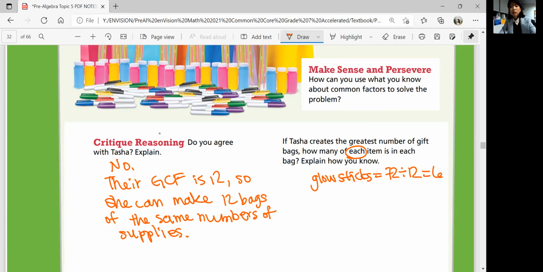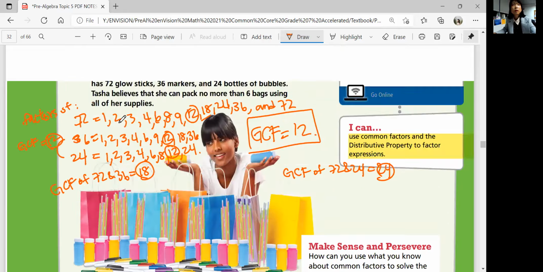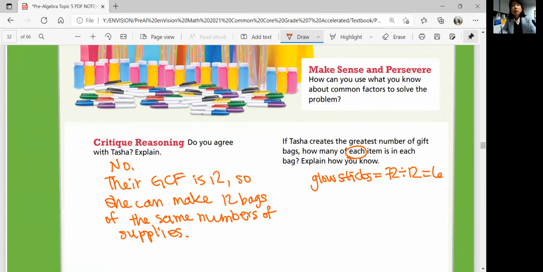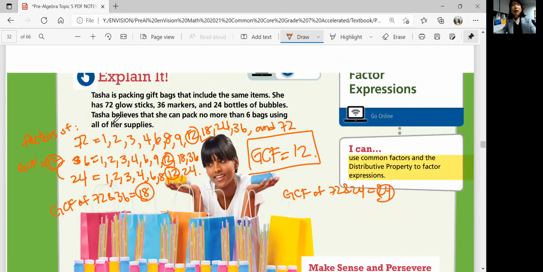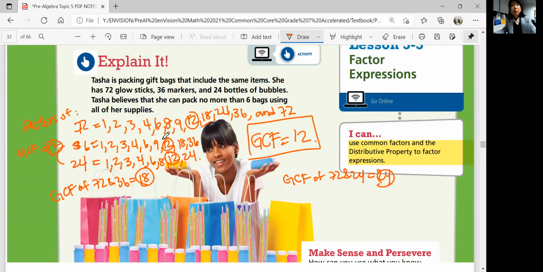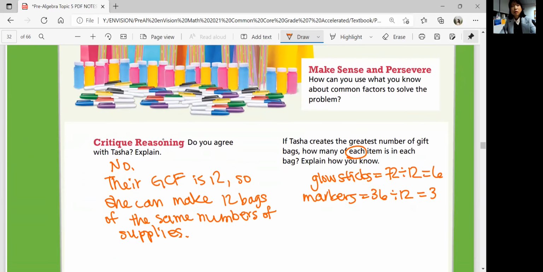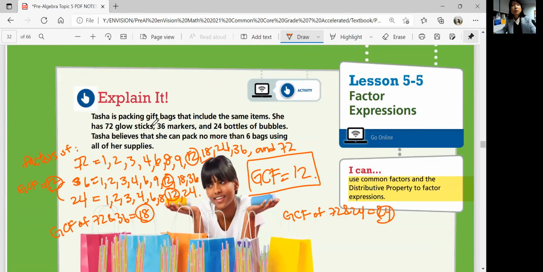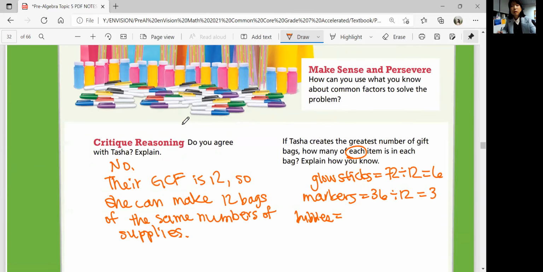And what about the next one? Markers. You have 36 markers total divided by 12. That should be 3 markers. And what's the last one? Bottles of bubbles. So you had 24 bottles of bubbles. So 24 divided by 12 is 2 bottles of bubbles.